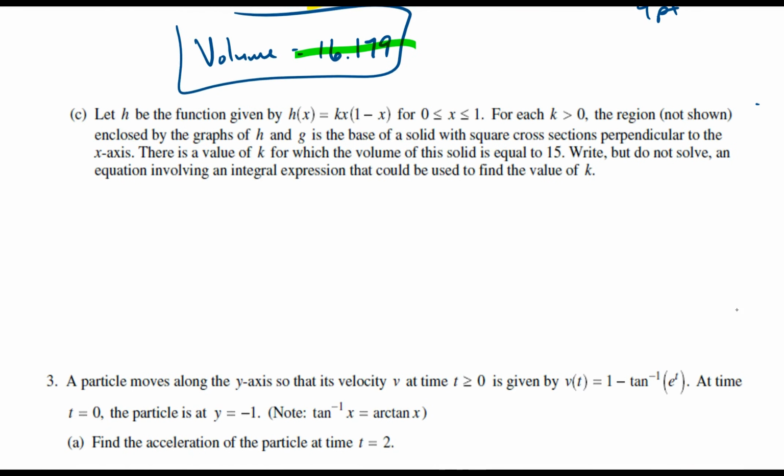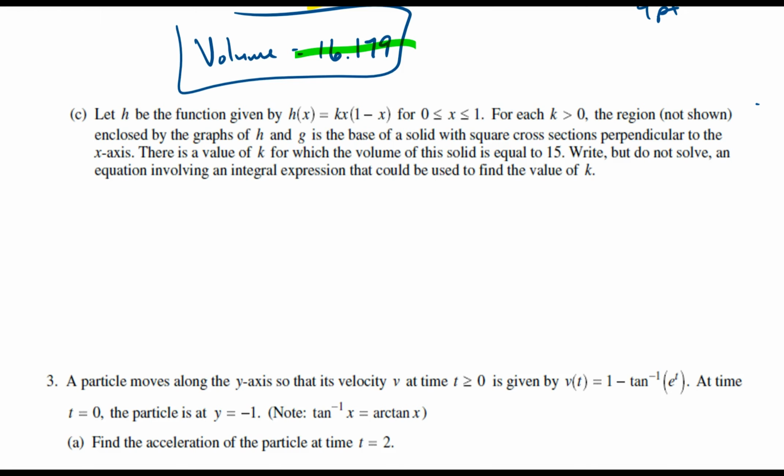Alright, then part C. Let h be the function kx times 1 minus x for 0 to 1 for each k greater than 0. The region enclosed by the graphs of h and g is the base of a solid with square sections perpendicular to the x-axis. There is a value of k for which the volume of the solid is equal to 15. Write but do not solve an equation involving an integral expression that could be used to find the value of k.